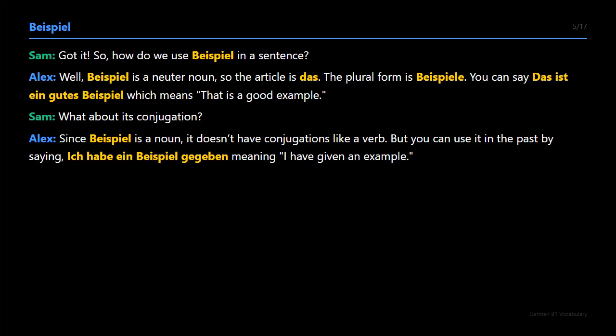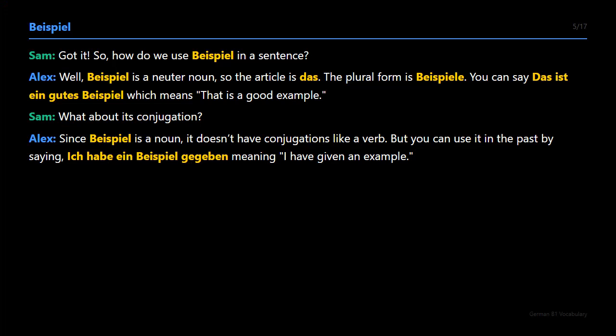What about its conjugation? Since Beispiel is a noun, it doesn't have conjugations like a verb. But you can use it in the past by saying, Ich habe ein Beispiel gegeben, meaning I have given an example.